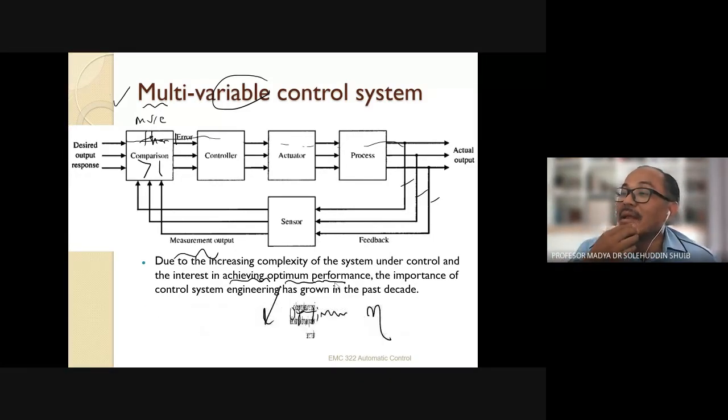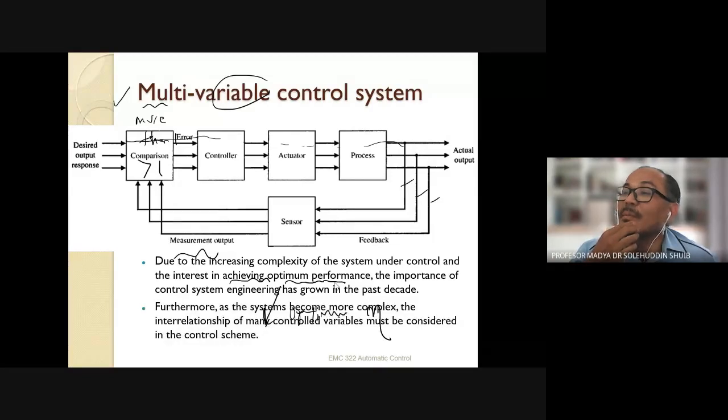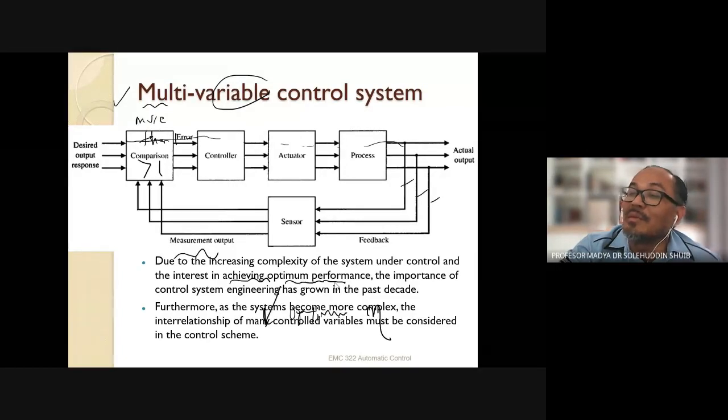Furthermore, the system becomes more complex, and the interrelationship of many control variables must be considered in the control scheme. So that's why we need to learn how to do programming, so that it can solve the different variables. You can use a programming language to solve the problem. Write a small piece of code and then try to solve the problem given.